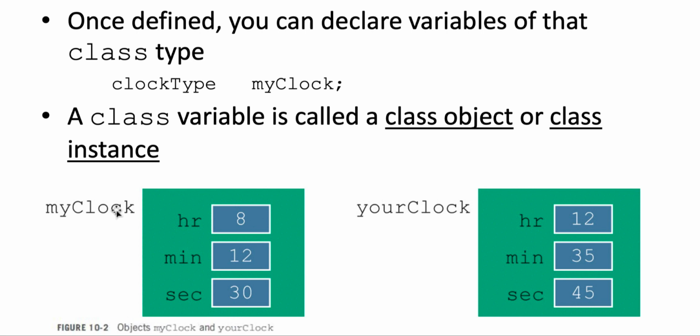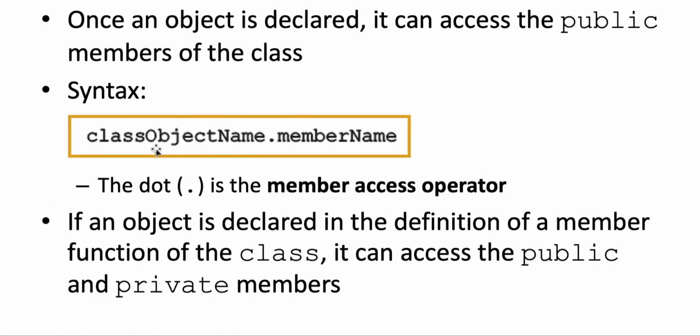Now let's see how we can access class members. Basically, once an object of a class is declared, it can access the members of the class. The general syntax for an object to access a class member is, as you see on this slide, the class object name, using the member access operator, which is dot, and then the member name. Okay? Remember, the class members that a class object can access depend on where the object is declared.